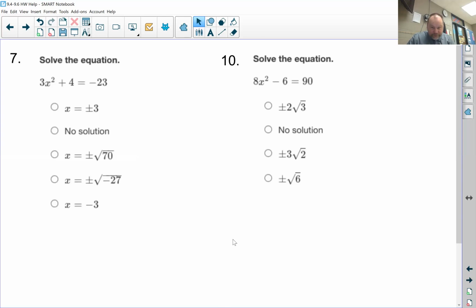No one? Oh my. So it's a no solution if when we get the x squared by itself, it's equal to a negative, because we can't take the square root of a negative number.